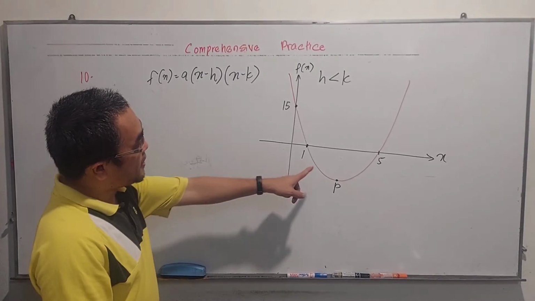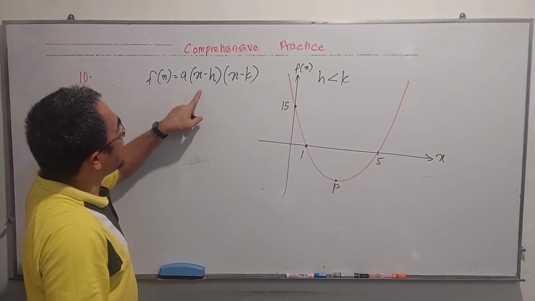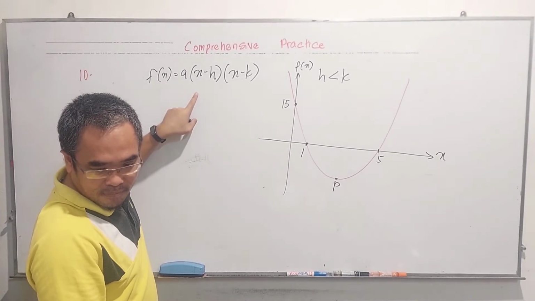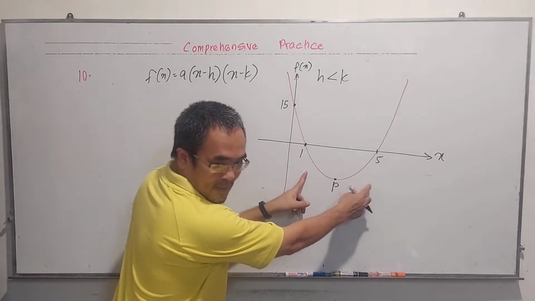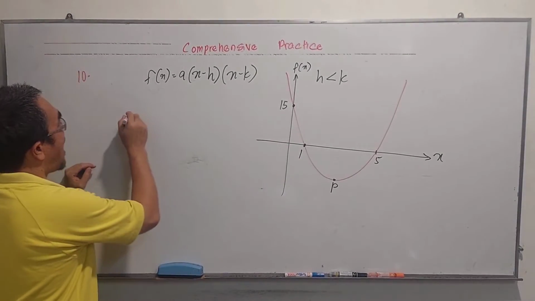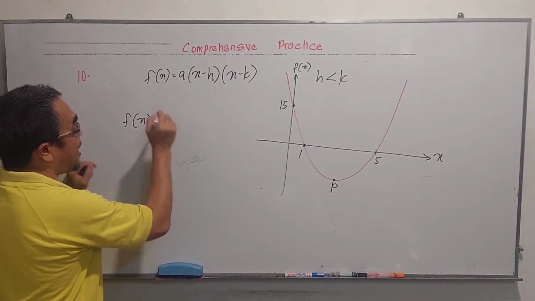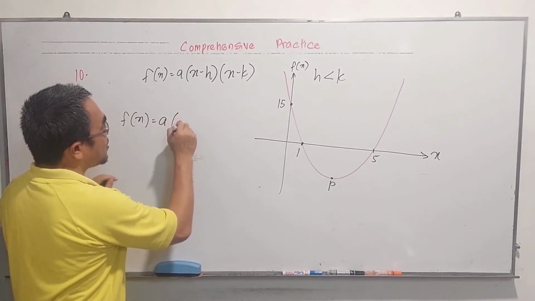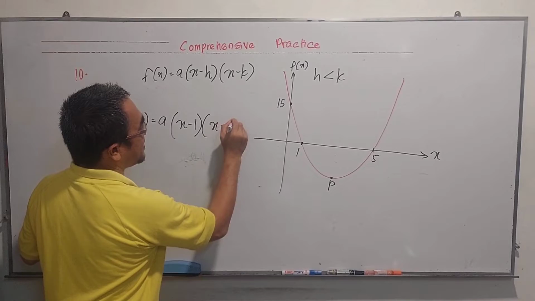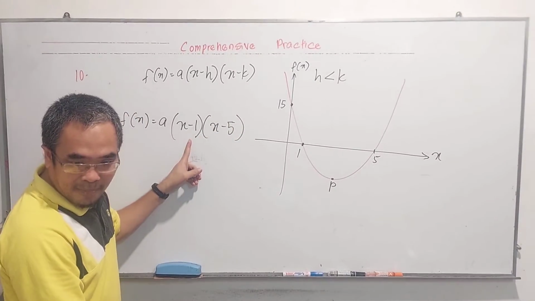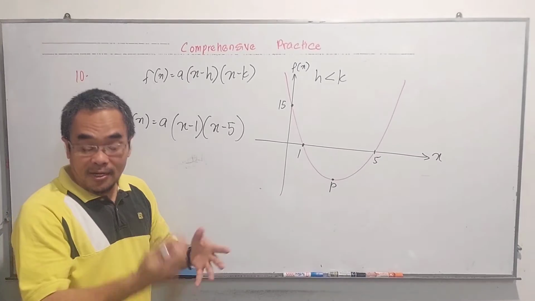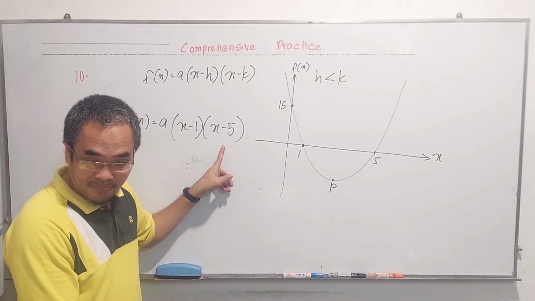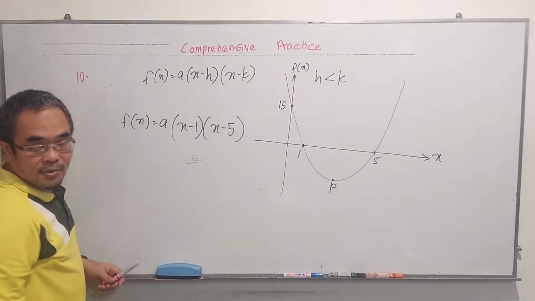So what you have to understand here is that inside the brackets are the roots. Based on the coordinates 1 and 5, I could write f(x) equals a. I do not know the value of a, but based on the roots 1 and 5, you write (x minus 1)(x minus 5). If you get the roots from the calculator, 1 and 5, the brackets will be x minus 1, x minus 5.